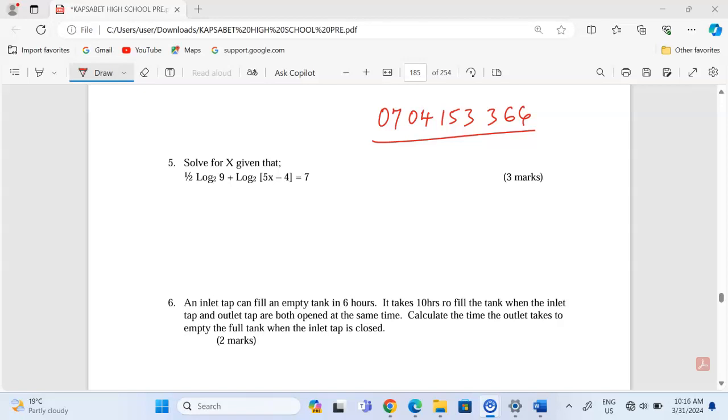We're going to discuss mathematics number 2, logarithms. Solve for x, given that I have the logarithm to base 2 of 9 plus the logarithm to base 2 of 5x minus 4 equals 7.